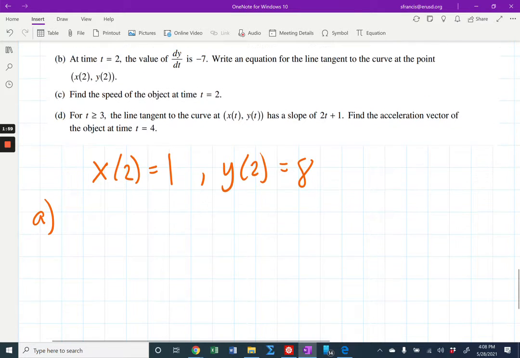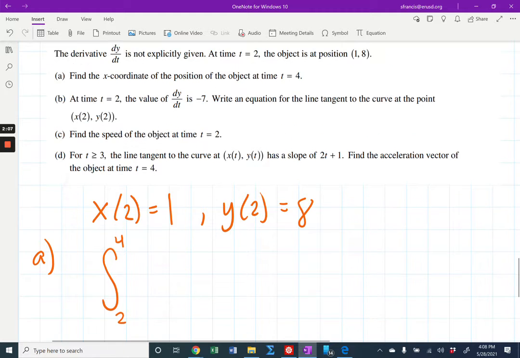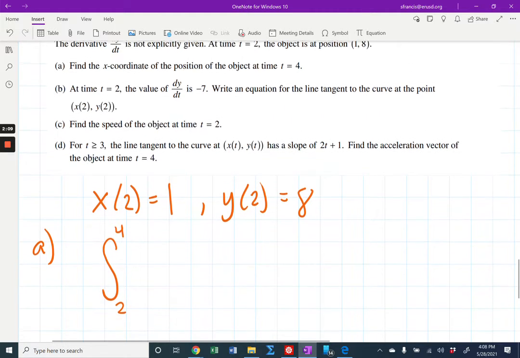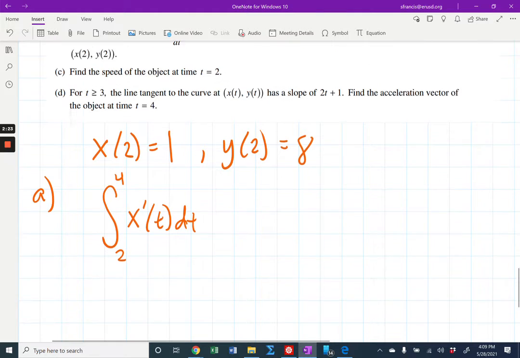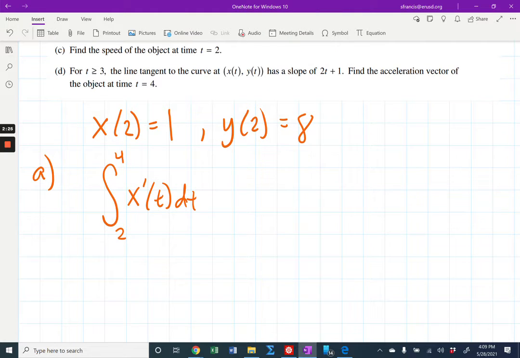So what I want to do is write an integral from 2 to 4. Why? Because I know what's happening at 2, and I want to know what's happening at 4. So I'm going to write this from 2 to 4 of x prime of t dt. Now I know what x prime is, but I'm not going to put it in there first because I'm trying to teach through this video. If I was writing this down in a solution that I was just going to present to somebody else to read, I wouldn't bother to do this step.